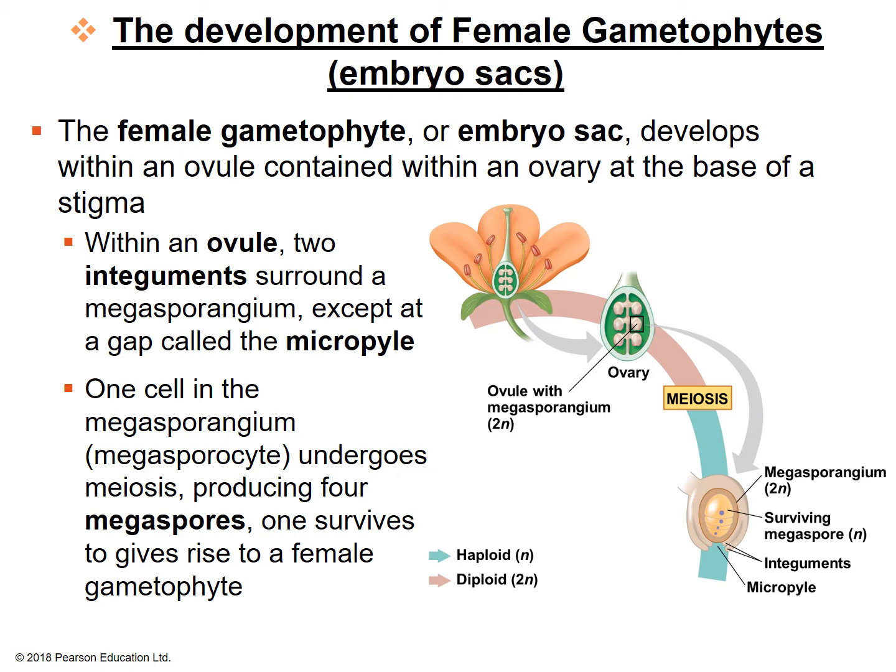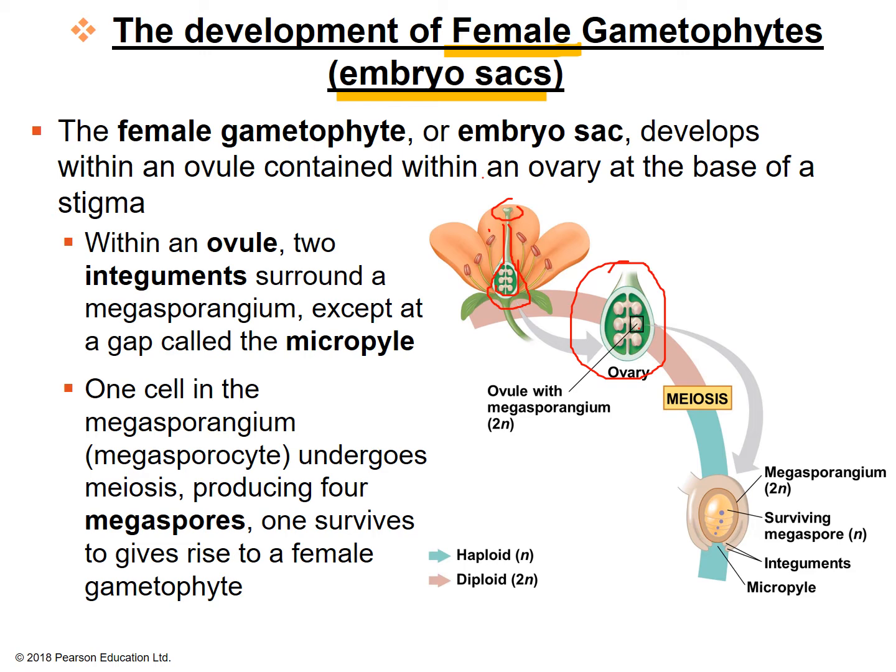Now, the development of female gametophytes, which is the embryo sacs. The female gametophyte or embryo sac develops within an ovule, contained within the ovary, an ovary at the base of the stigma. Here the stigma, the style and ovary. In this ovary, we have the ovules, and the female gametophyte will develop within these ovules.